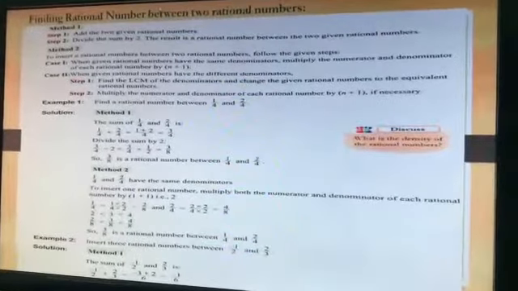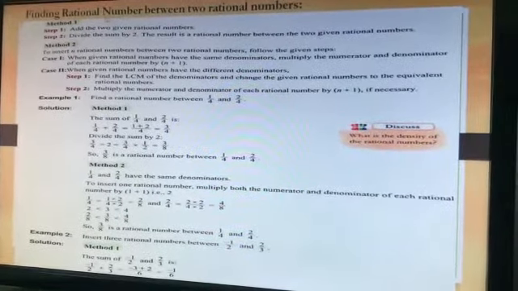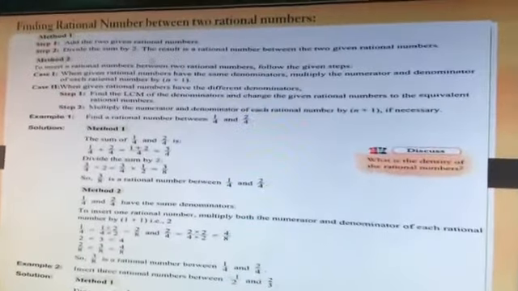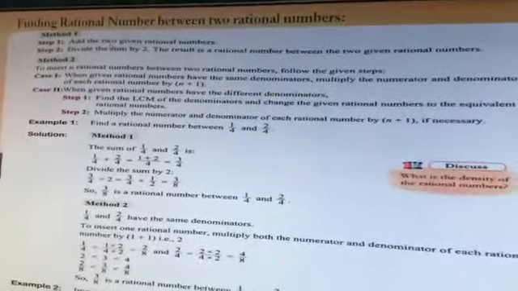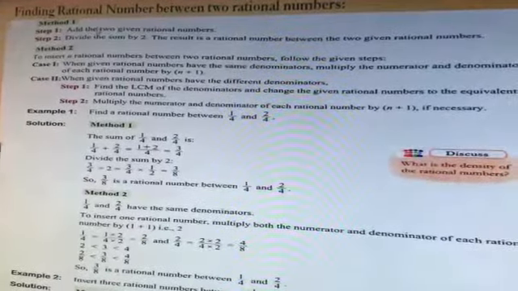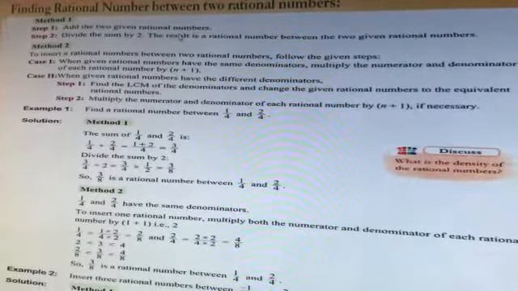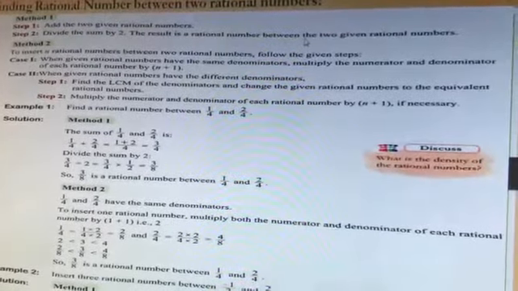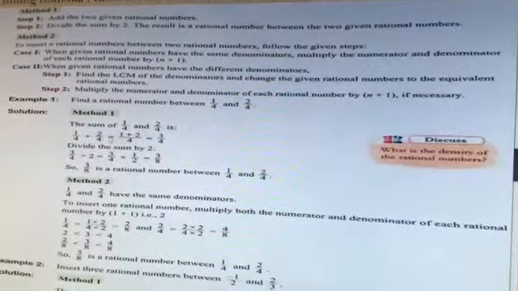Class 8th, rational number chapter. Topic is finding rational numbers between two rational numbers. So here two methods are given to you. First method is to add the two given rational numbers and divide the sum by 2. The result is a rational number between the two given rational numbers.